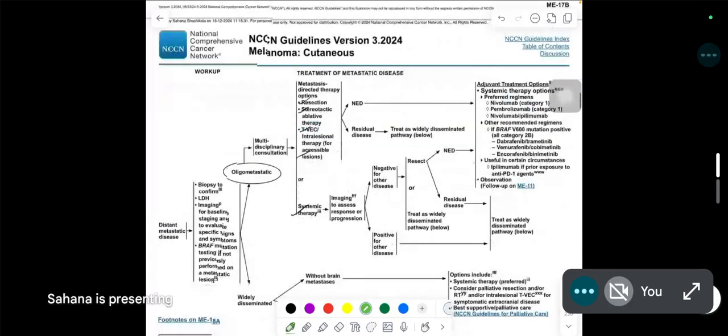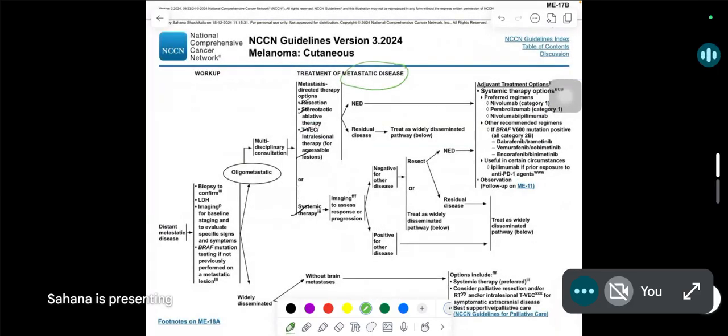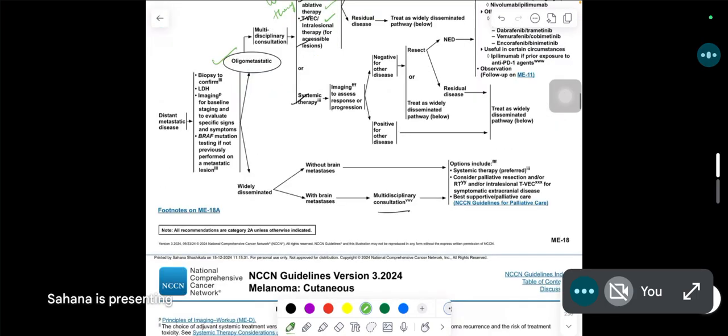So again in this, metastatic is also a thing here. What I wanted to highlight here is there is a component of oligometastatic. Then you will challenge them with some form of systemic therapy. After assessment of response, if there is only limited disease, then you can resort to some form of local therapy in the form of surgical resection or SBRT or intralesional TVEC. So there is role for metastasectomy in melanoma. That is what I wanted to emphasize.